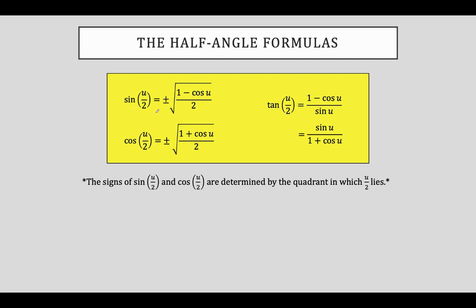Well, the sine of u over 2 is equal to plus or minus the square root of 1 minus the cosine u divided by 2. The cosine of u over 2 is equal to plus or minus the square root of 1 plus the cosine of u over 2. And the tangent of u over 2 is equal to 1 minus the cosine of u divided by the sine of u, or the sine of u divided by 1 plus the cosine of u.